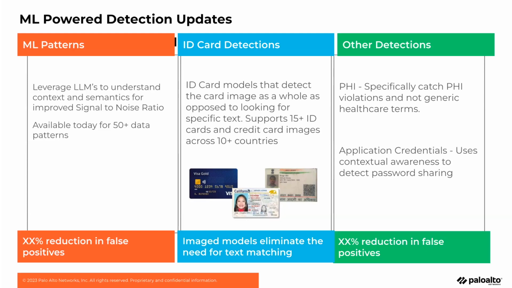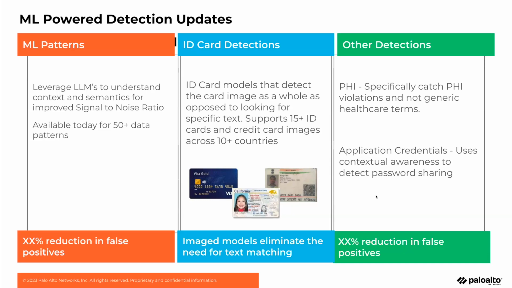The second is ID card detections. And so these are models that detect images as a whole as opposed to just looking for a pattern. So in other words, if you're looking for a Visa credit card, or in this case, let's say a California driver's license, we don't have to match the contents. We know, because we have trained our models to look for images of a certain type, that we can guaranteed tell you that this, again, is an image of a California driver's license versus something else. So this eliminates the need for text matching altogether. But again, it delivers great amount of accuracy from our side.